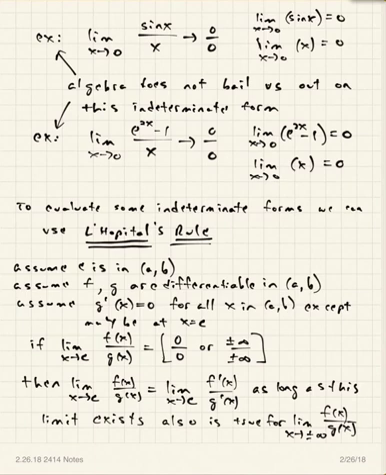And as long as you get one of those two indeterminate forms, then the limit of the ratio of the two functions has got to be equal to the limit of the ratio of the derivatives of the two functions, as long as that second limit exists. Okay? Now, so that's L'Hopital's rule.